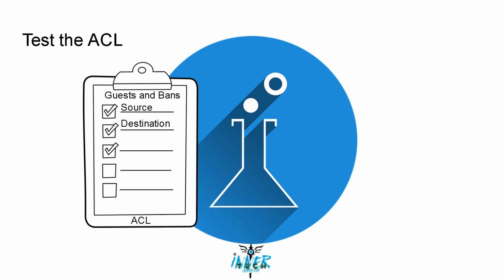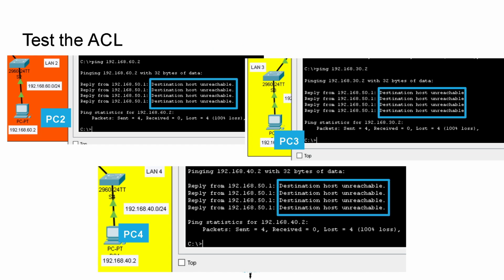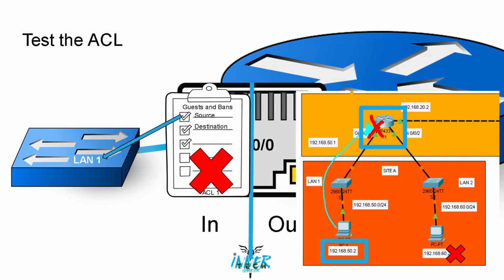Now, let's test the ACL. Try pinging the other PCs using PC1 again. Notice how now LAN 1 can't connect to the other LANs. That's because the link LAN 1 is connected to on the router is denying all the traffic. Okay, on to the next ACL.